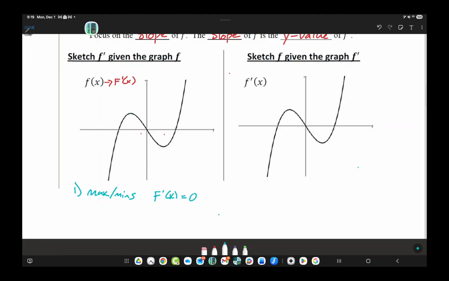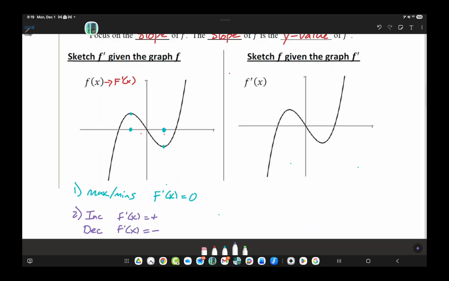Here we have a local max. We're going to put a value on the x-axis. Here we have a local min. We're going to put a value on the x-axis. Two, increasing means f prime of x is positive. Decreasing means f prime of x is negative.